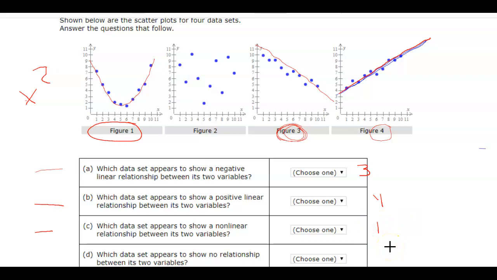And finally, which data set shows no relationship whatsoever? This one right here, there's just no relationship between all of these points. Okay, so that would be figure 2. And that's all you have to do there, okay?